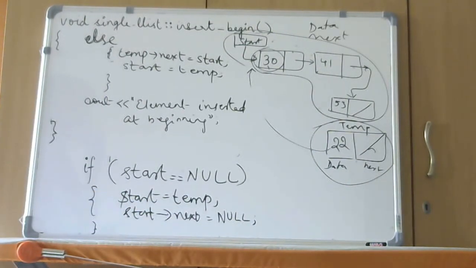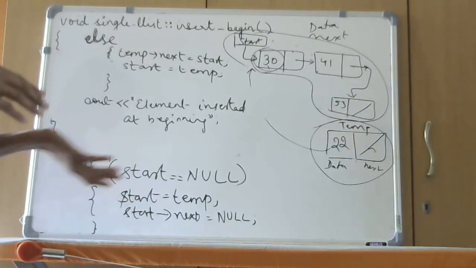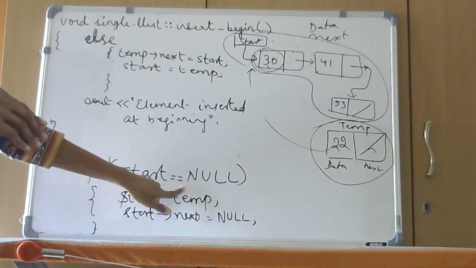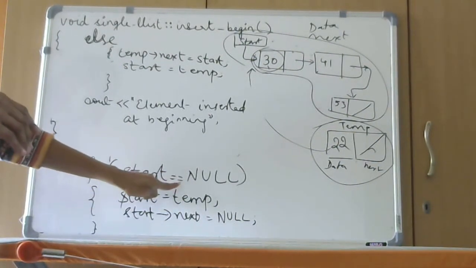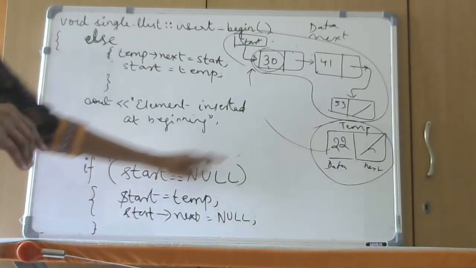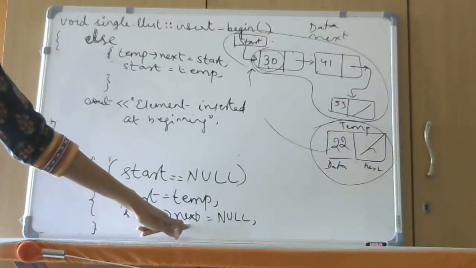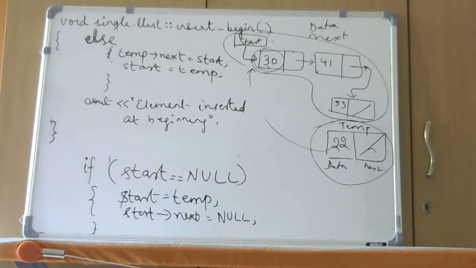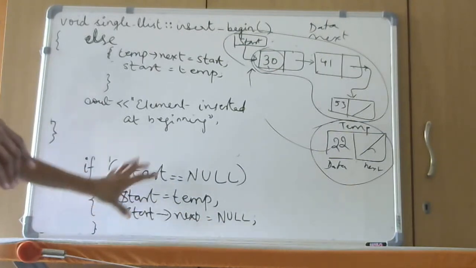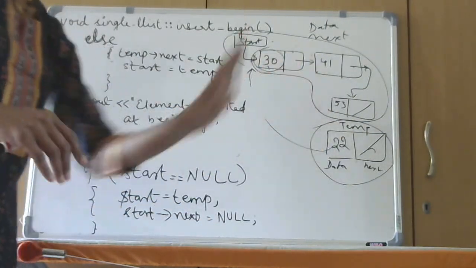Start is a pointer which is holding the address of the first node. So as long as you don't have any nodes in the list, this will be pointing to null. So if start is null, then this temp will become the new start, right? So start is equal to temp, start of next will become null. Alright, so that is how you write. That means this is the only node now in your linked list.